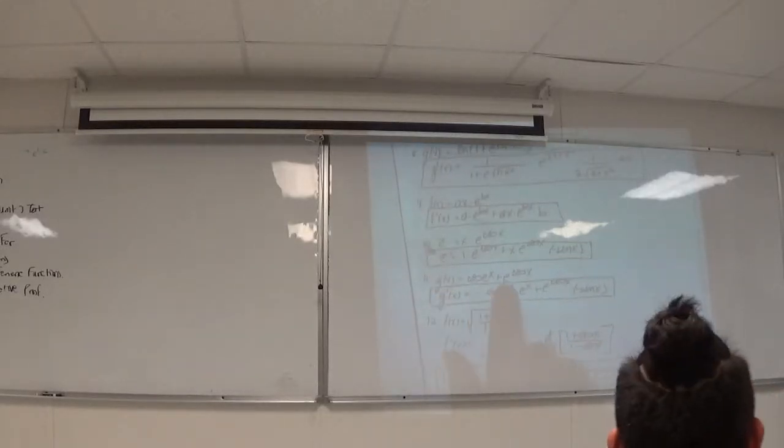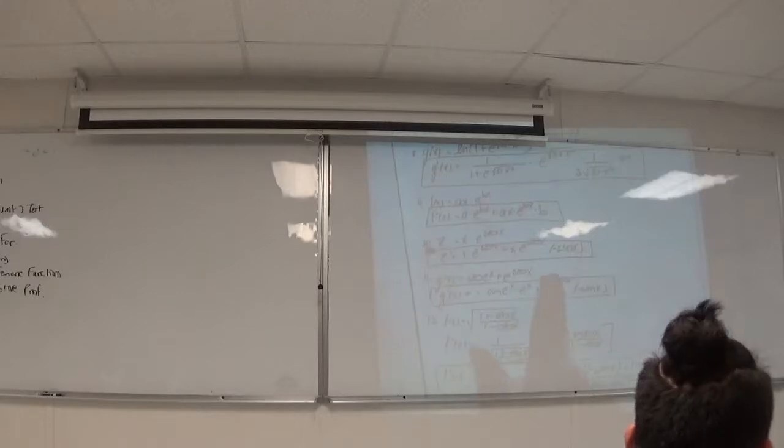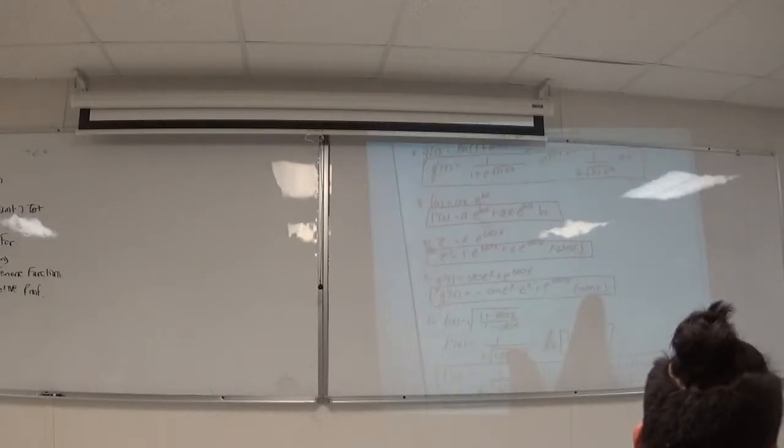All right, number 11. Cosine of e to the x plus e to the power of cosine of x. Chain rule, chain rule. Negative sine of e to the x times e to the x plus e to the cosine of x times negative sine of x.